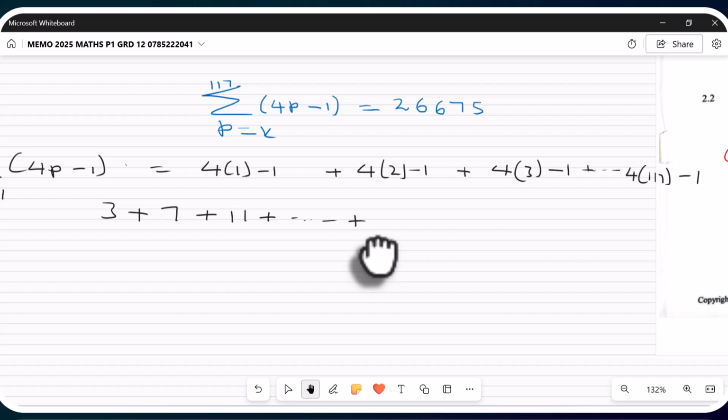The sum of all the terms, that is 117, will be given by n over 2 into the first term plus last term. So I'm going to say now the n is 117, 117 by 2 into a. My first term here is 3, right guys? It is 3. The last term here is 467.